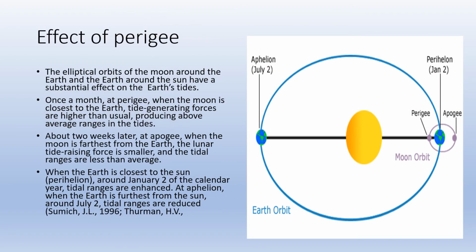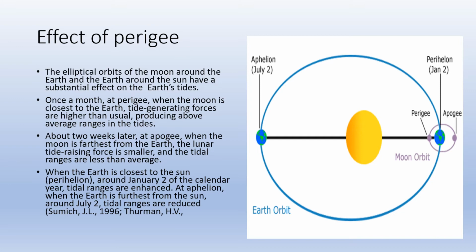Another position, the effects of perigee, which we have already explained to you. I thought let me highlight the positions of perigee, perihelion and aphelion for you to understand how the tides occur. This is the orbit of the earth. This is the orbit of the moon.